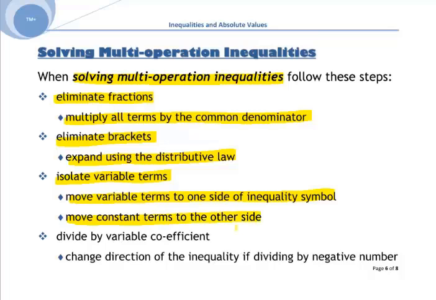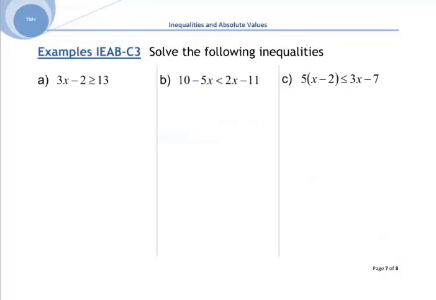Move constant terms to the other side. Divide by the variable coefficient. Change the direction of the inequality when dividing by a negative number. Okay? So let's look at some examples.